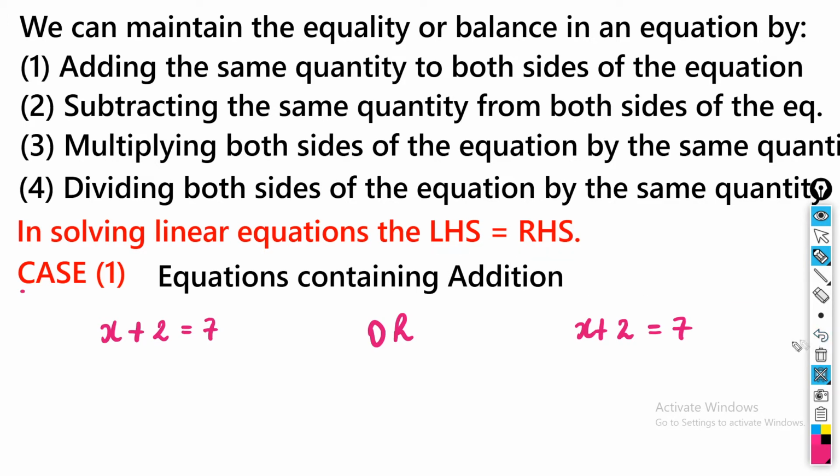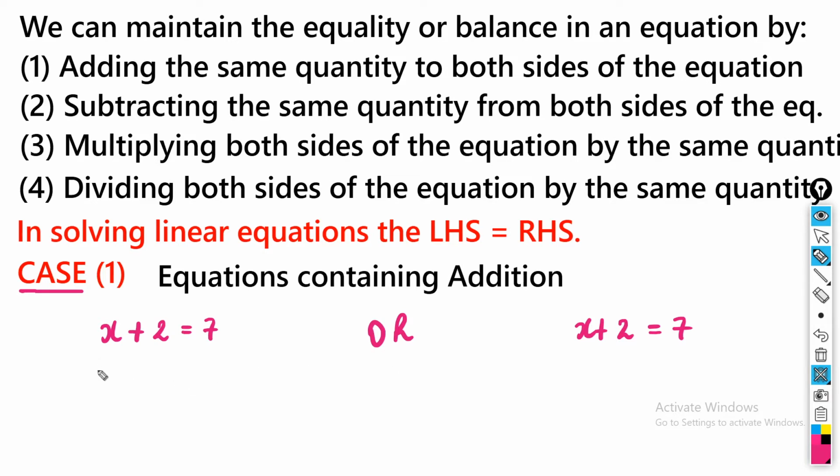We're going to look at the first case here, and the first case is equations containing addition. In this case, we'll have x plus 2 is equal to 7. That's the equation we have, and of course, we need to solve for x.